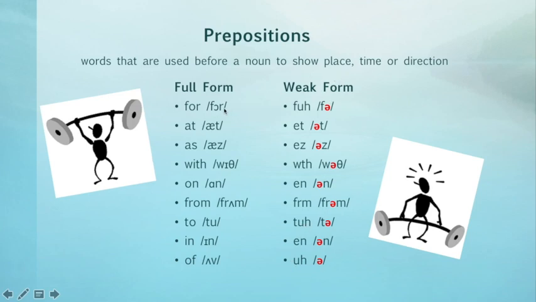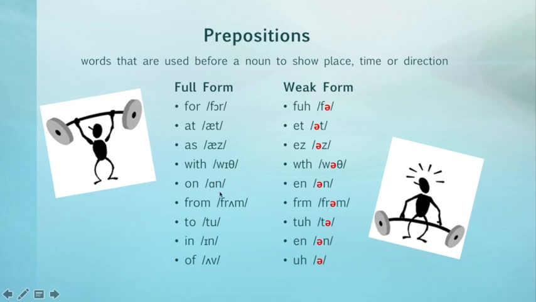So instead of for, you might just hear fuh. And instead of at, you might just hear ut. And instead of as, you might just hear uz. And instead of with, you might just hear with. It almost sounds like the vowel's just been removed and you just hear the three consonants.